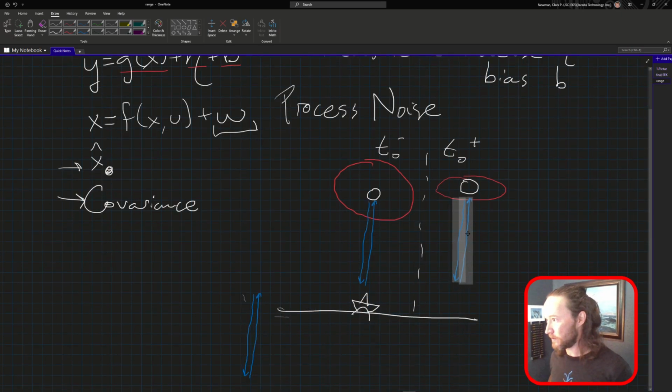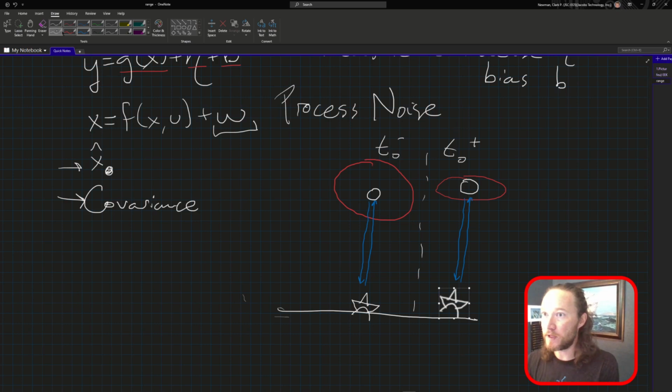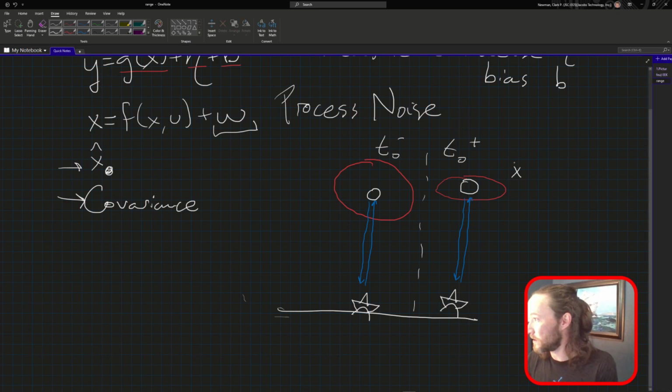Now that we've taken our measurement, we've got an updated position and velocity. We've got an updated state, so we'll call this x hat naught plus. We've got a new covariance, our covariance afterwards. And so we're tying all this together. The next thing we're going to look into is the actual math.